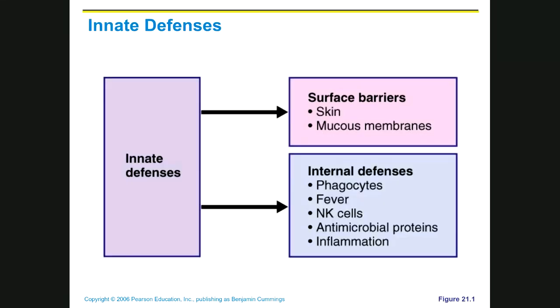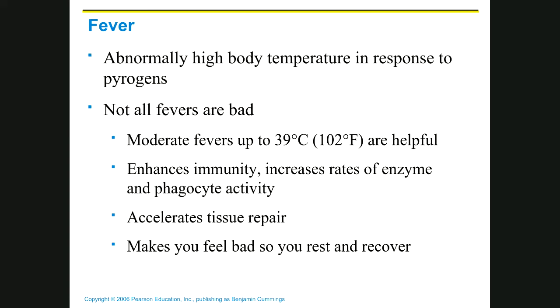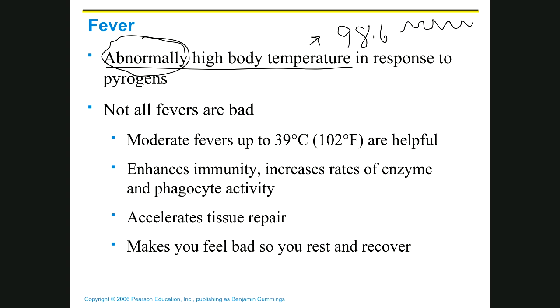So that's inflammation. There's only one more thing that's part of the innate defenses, and that's fever. So let's look at fever. What is a fever? Well, basically all it is is an abnormally high body temperature. If a normal body temperature is 98.6, body temperature goes up and down. If you exercise, your body temperature is going to go up, but that's a normal thing. It's normal for exercise to make your body temperature go up. So fever has to be something different. It's abnormally high.